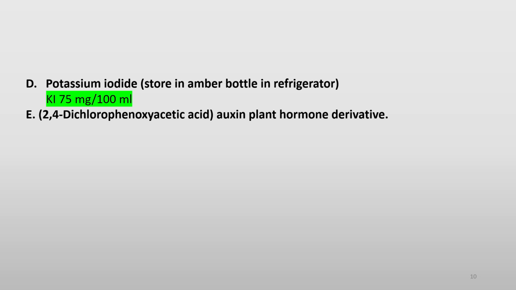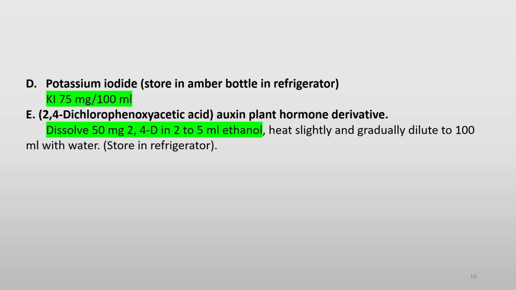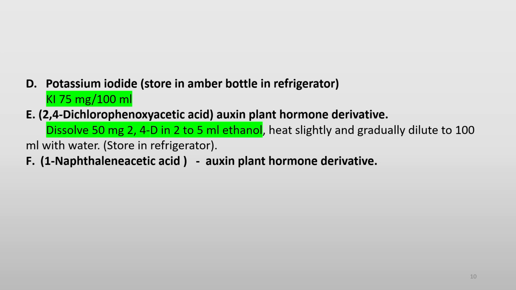2,4-dichlorophenoxyacetic acid, an auxin derivative, plant hormone derivative: dissolve 50 milligram of 2,4-dichlorophenoxyacetic acid in 2 to 5 ml of ethanol. Heat slightly and gradually dilute to 100 ml with water. Store in refrigerator. 1-naphthyl acetic acid, it's also an auxin derivative, plant hormone derivative.